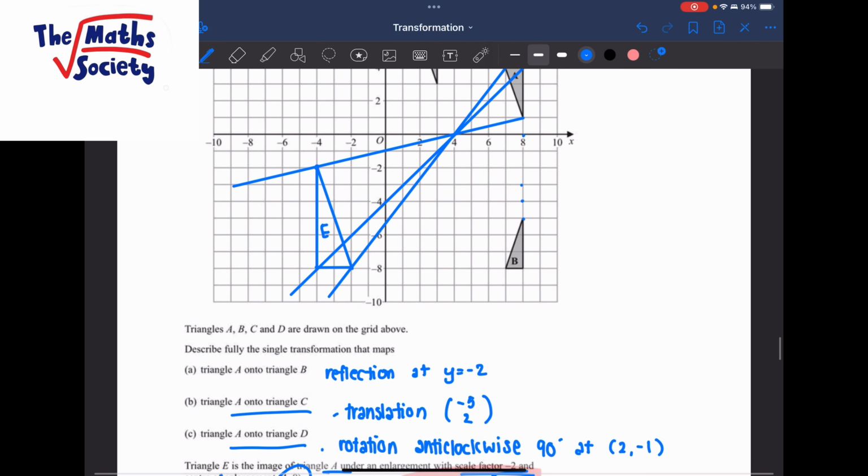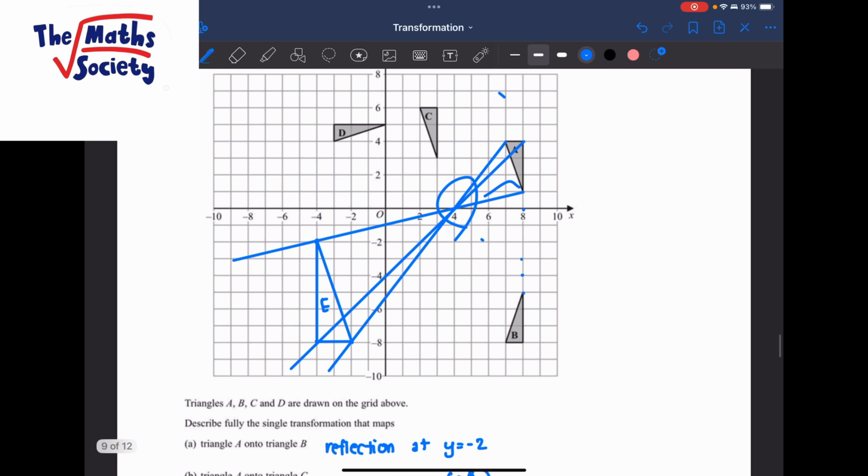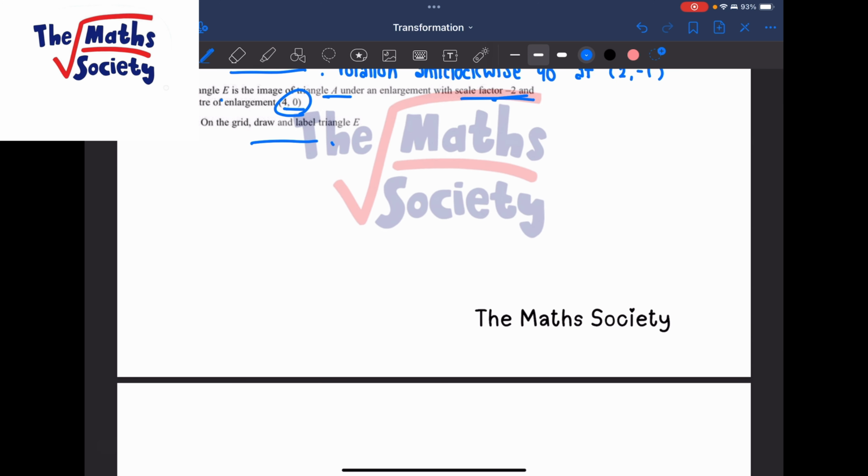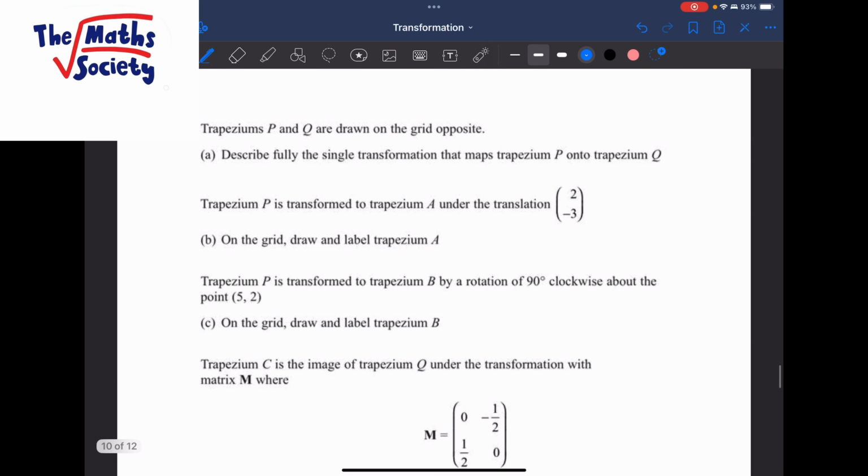So you've just got to make sure that your center is kind of correct. Sometimes it might actually go onto another point, but just make sure that you're counting that it's scale factor -2 as well. Just see if it's twice the amount or not. So yeah, we are done with D. Yep, and this should be 6.